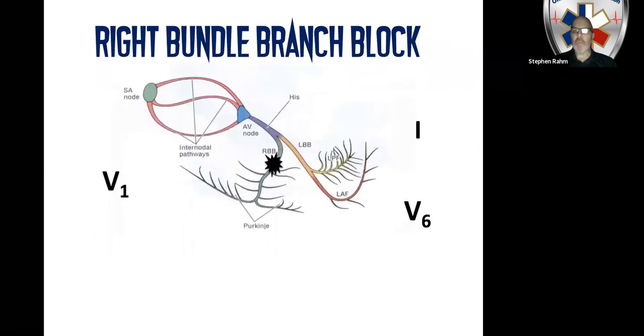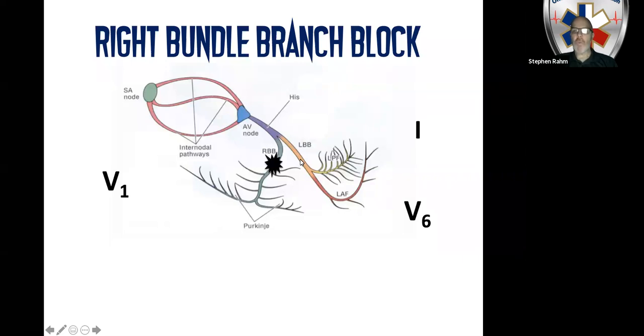A right bundle branch block, as you can see on your screen, occurs when there is a block somewhere in the fascicle of the right bundle. And I'm hoping you guys can see my mouse cursor up here on the screen. We are going to assume that the rhythm originates from somewhere up in this area, above the AV node. Then the impulse would travel down the AV node, the intranodal pathways, intra-atrial pathways, into the common bundle of His, and it would get to this point and this point at the exact same time.